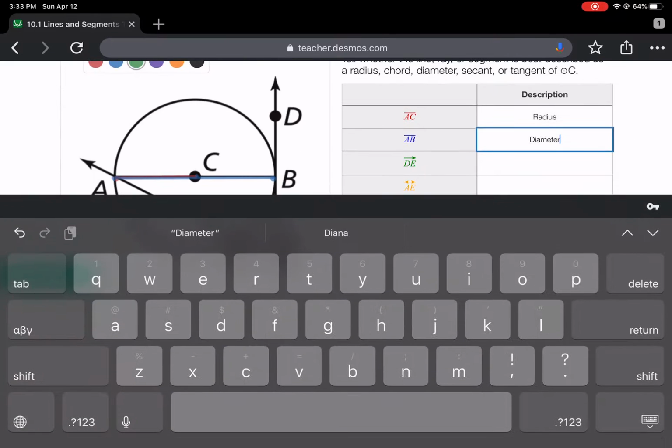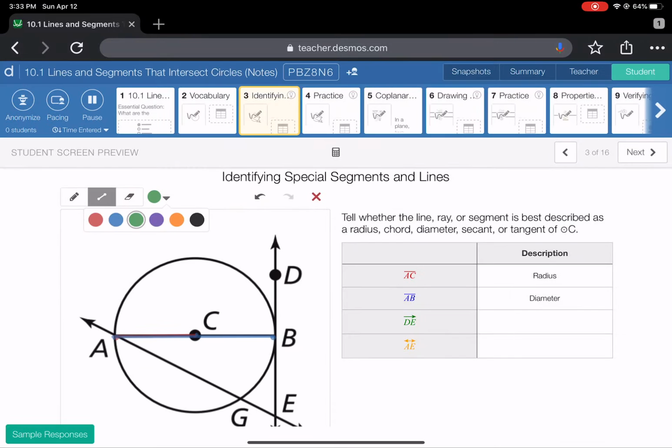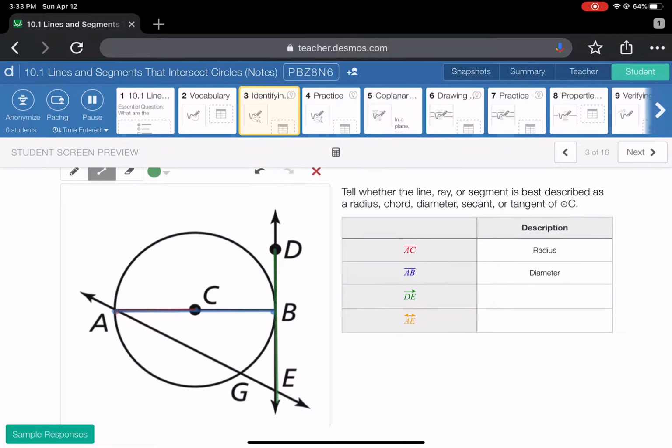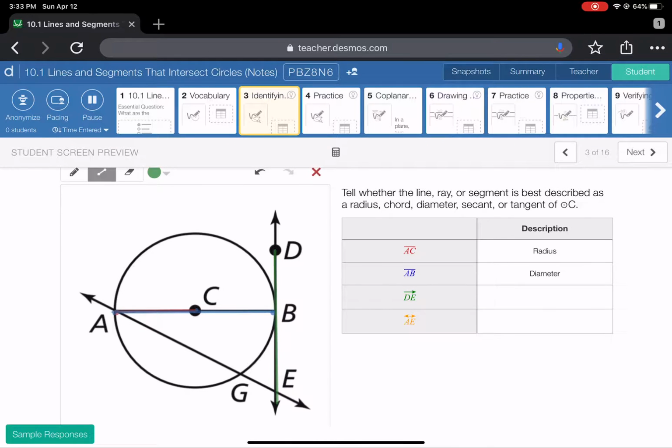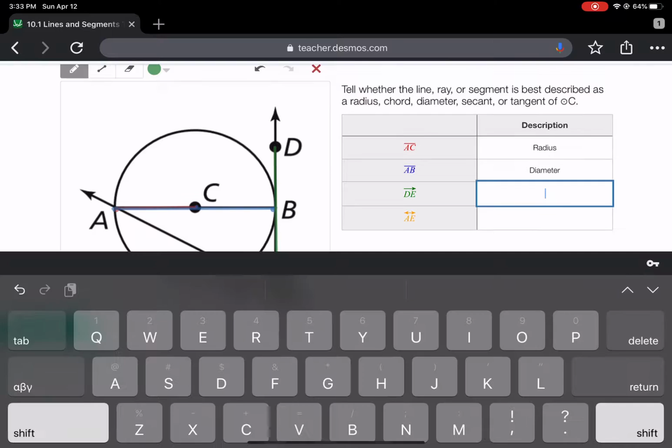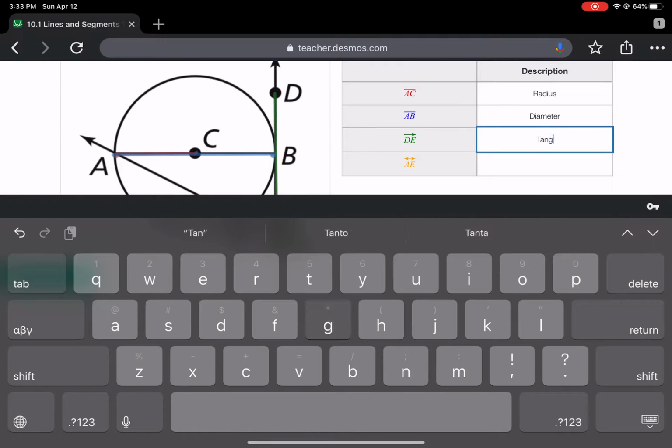Next we have ray DE. So ray DE is this here. It looks like it's on the outside of the circle, and then we got to take a look at how many times it passes through the circle, and it looks like it only touches the circle once. So if we have a line, a segment, or a ray that touches the circle only once, we're going to call that our tangent.